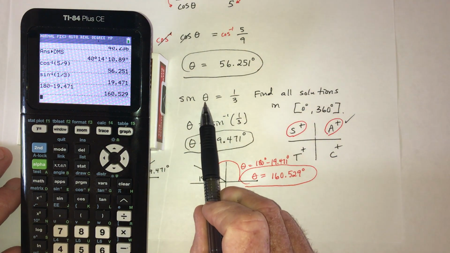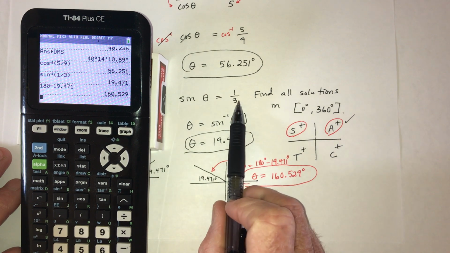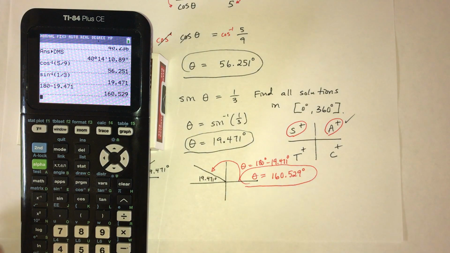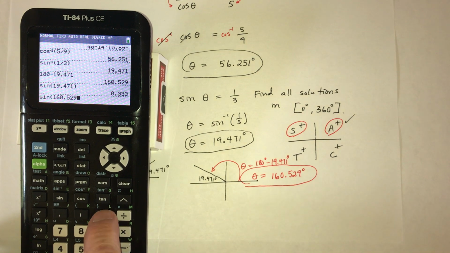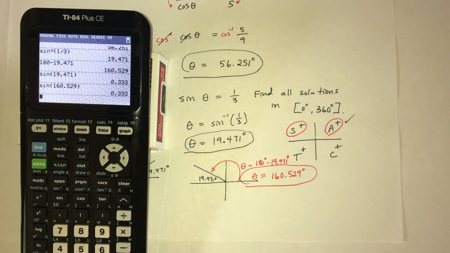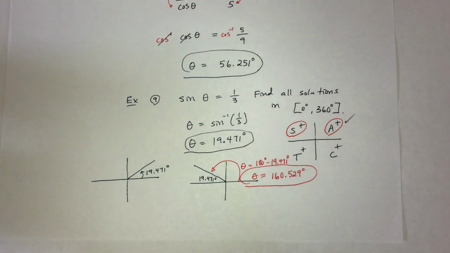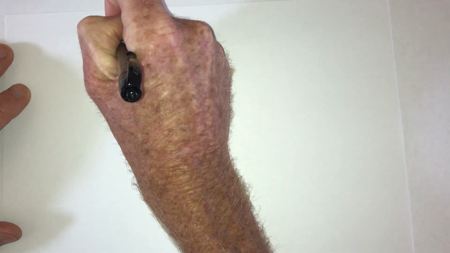And I should be able to plug either solution in right here, and the answer it will give me is a third. Let's see. Take sine of 19.471. Does that equal a third? Yep, 0.3333. What about sine of 160.529? Yep, 0.3333. Excellent. Now let's just do one more, like if it was equal to a negative. Example number 10. I think this is the most examples I've done for a section so far. It's like a record.